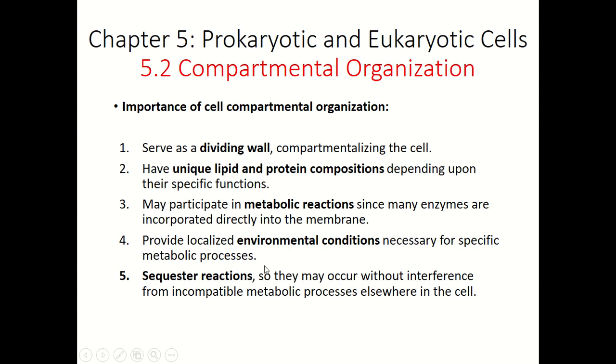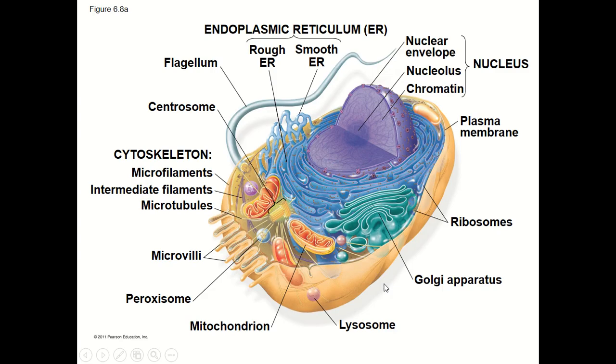For example, photosynthesis occurs inside the chloroplast, so it has its own metabolic process enclosed by the membrane of the chloroplast, and also, for example, cellular respiration occurs in the mitochondria. It is also important for sequestration so that these processes may occur without the interference of other metabolic processes from other organelles or from the cytoplasm of the cell.